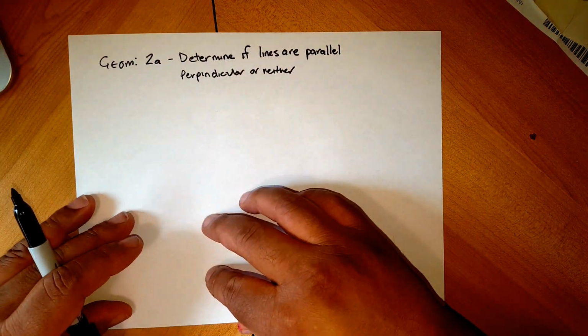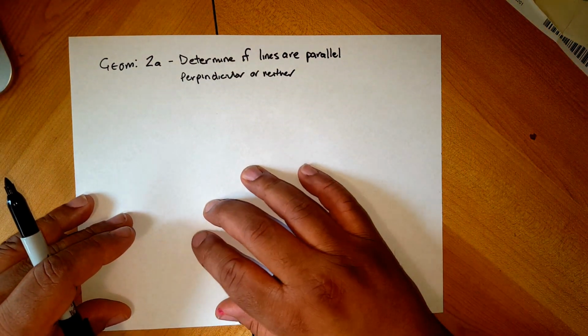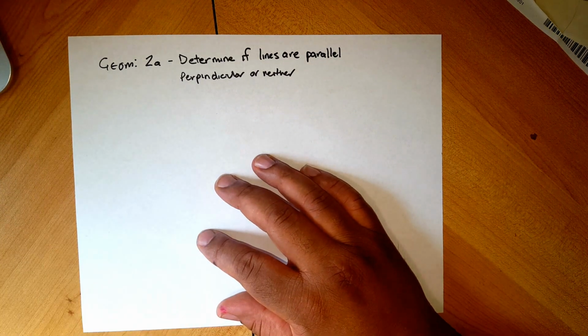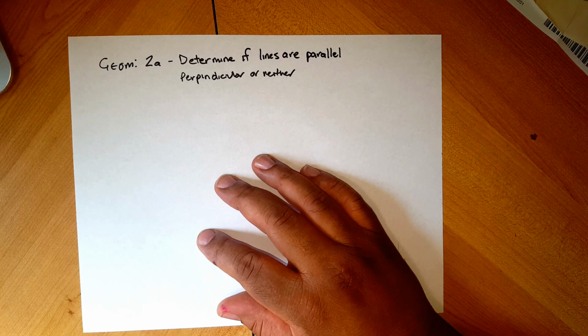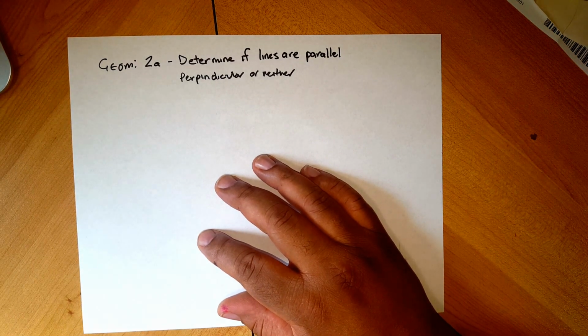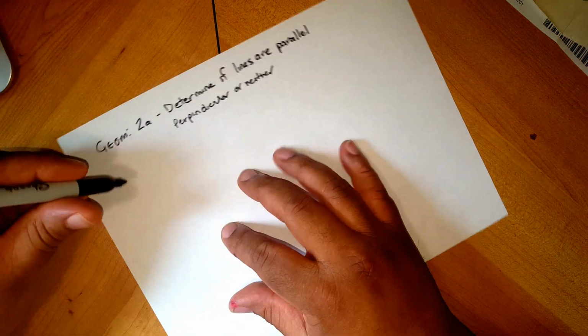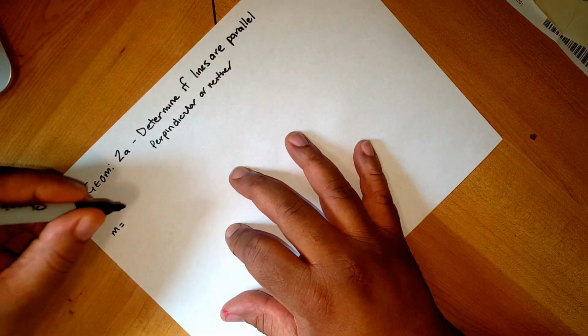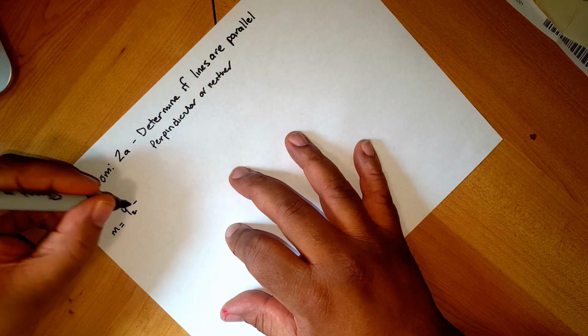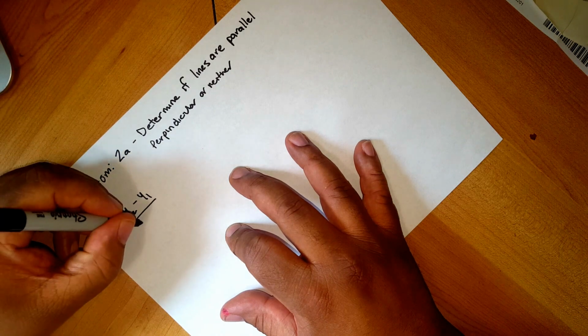So this is going to be Geometry 2A. We're going to start off by looking at just a quick review of what slope is and talk about how we compare slope to know whether or not two lines are parallel, perpendicular, or neither. So to start off, we have our slope formula that you should remember from the quiz we just took.